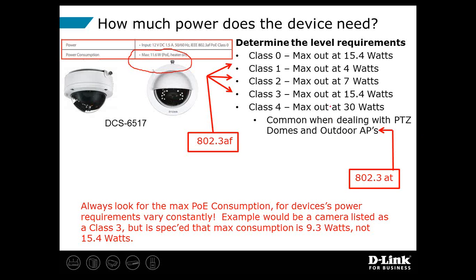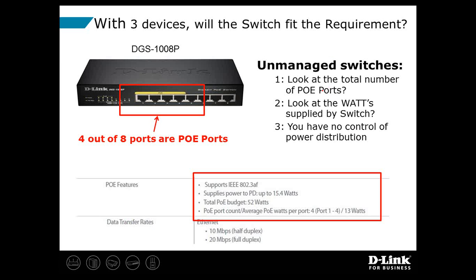Now, based on the class, this particular camera is a class 0 device, which means it could get up to 15 or so watts. So you want to look at that. Let's answer this question. With 3 of those cameras, will the switch fit the requirement? We're looking at this particular switch here. We want to look at the total number of PoE ports. Okay, it's 3 ports. 3 cameras, we're going to use 3 ports. Look at the watts supplied by the switch.